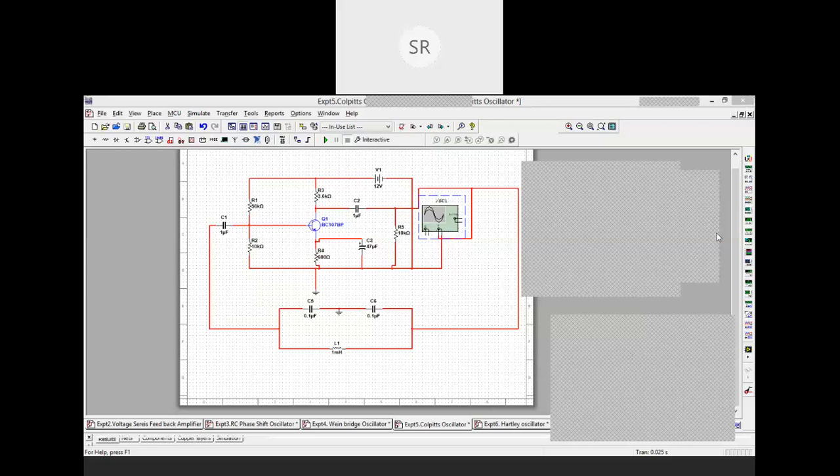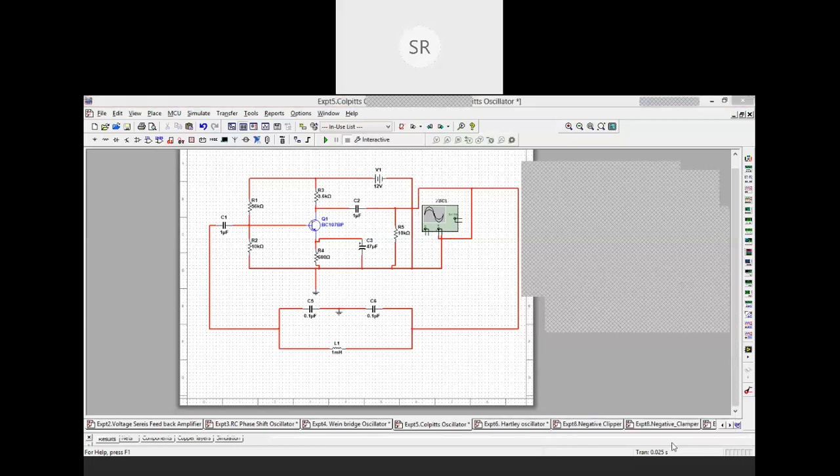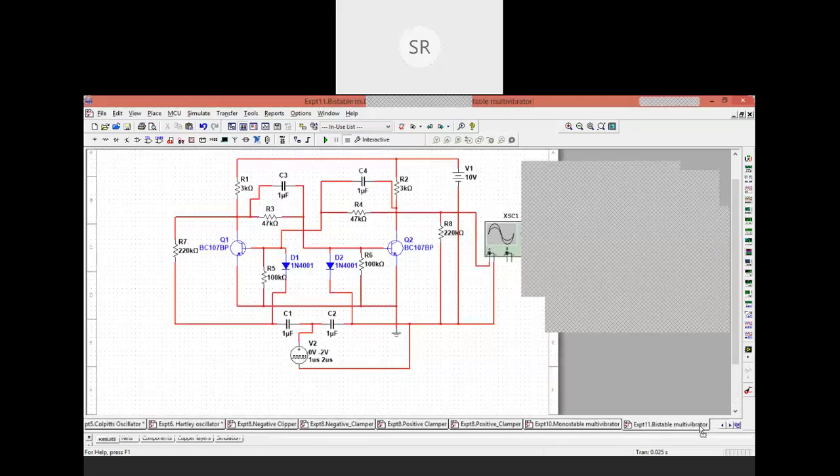Okay, right. Abbas Ali, proceed to the 6th experiment. Okay, right. Your 6th experiment is the bistable multivibrator. So this one is the bistable multivibrator.